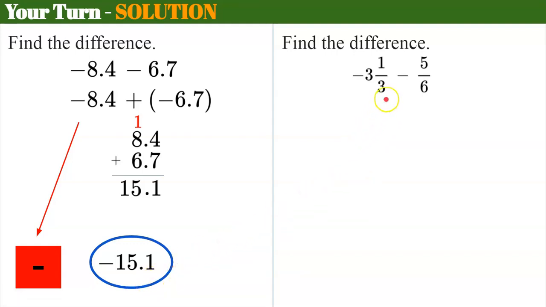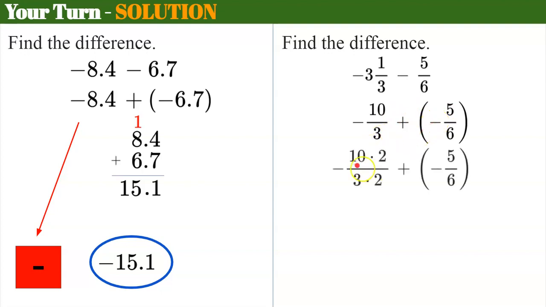Let's see how you did with the fractions. One thing I insist that my students do is change all mixed numbers to improper fractions, because we're working towards solving algebraic equations and we're not going to see mixed numbers there. They're going to be improper fractions. So I'm going to change this in the next step. 3 times 3 is 9, plus 1 is 10. So this would be written as negative 10/3. I'm changing subtract to add, and the opposite of 5/6 is negative 5/6. They have the same sign, but I need a common denominator.